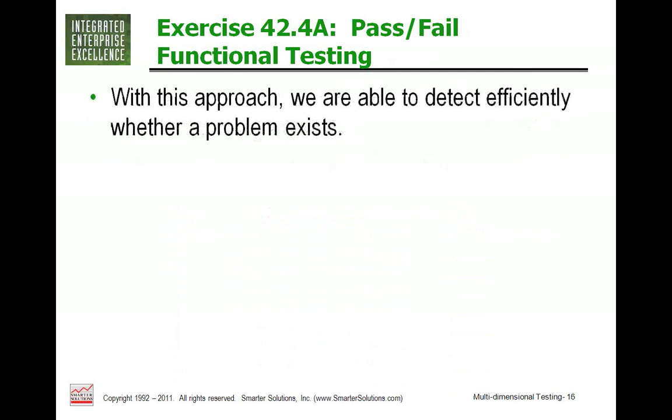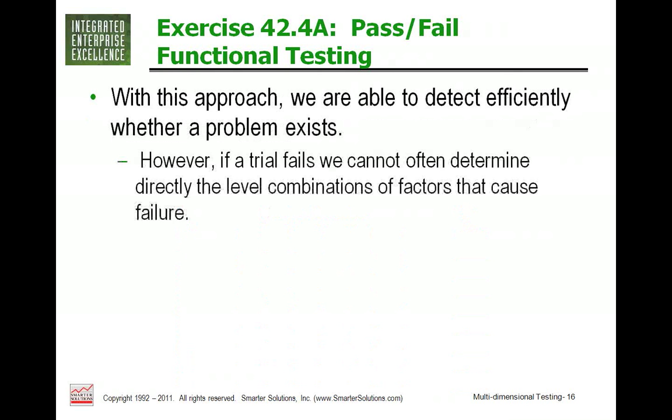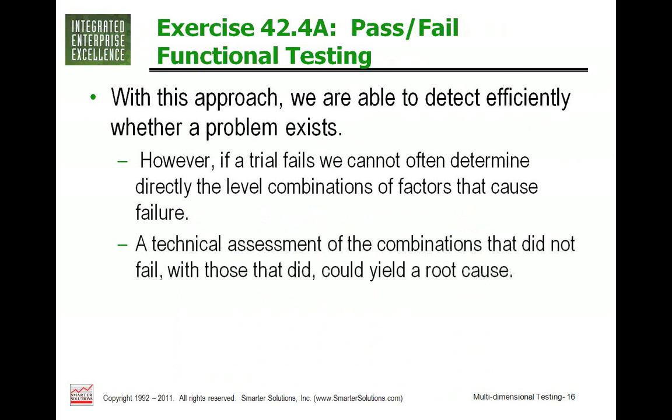If we use this approach, we can still address whether we have combinational problems. However, if a trial fails, we really don't know why it failed. For example, trial number 5 failed. We know that the product does not work as well as we'd like, but we don't know why. If we were interested in understanding why, we would need to do a technical assessment. Perhaps, if we were in the test organization, we might call the development team in, and they might examine it and figure out what the problem was.